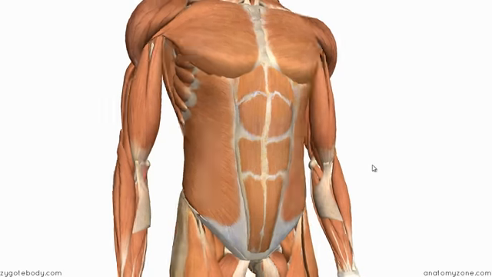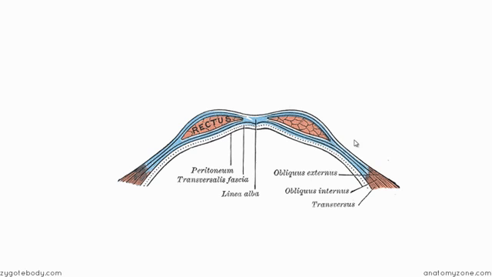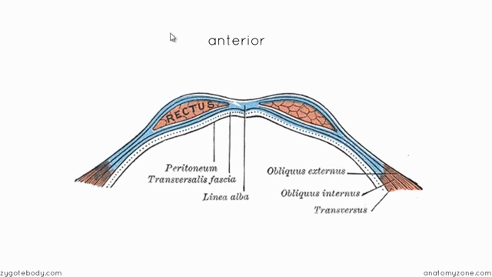So let's just take a look at a cross section. We're going to slice the abdomen in half, and look at a cross section and the different layers that we pass through. So we're looking at a cross section now, so I'll just orientate you. Anterior is this side, and you can see the rectus abdominis muscles, and then laterally you can see the three muscles I just showed you, so the external oblique, the internal oblique, and the transversus abdominis.